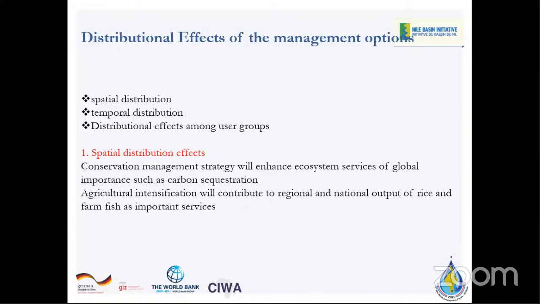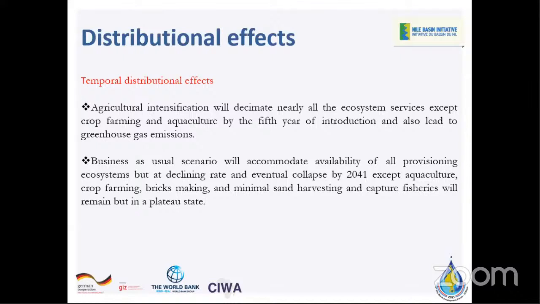We again assessed the distributional effects in terms of spatial, temporal, and distributional effects among the user groups. For the spatial distribution, that is the extent, we found that the conservation management strategy will enhance globally important ecosystem services such as carbon sequestration, and also protect the globally endangered species found within the wetland. Agricultural intensification will benefit the region because, based on the interviews, rice farming is likely to be conducted in Uganda and fish farming in Kenya, and these are likely to be sold at the national level or even regionally. Temporal distribution of the effects.